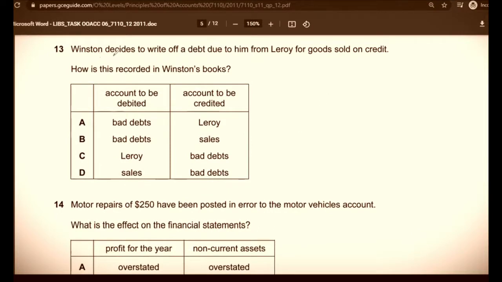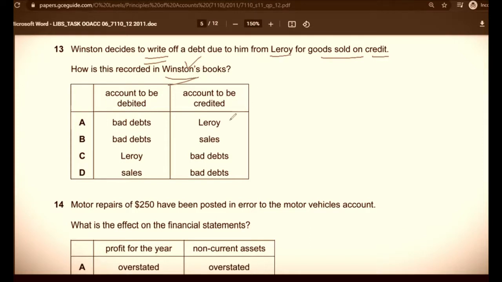Multiple choice 13. Winston decides to write off a debt due to him from Leary for goods sold on credit. So basically, it's saying that there's this customer Leary and Winston does not expect Leary to pay at all. So it's a bad debt. How is this recorded in Winston's books? So this is important. How Winston will record this in his books.